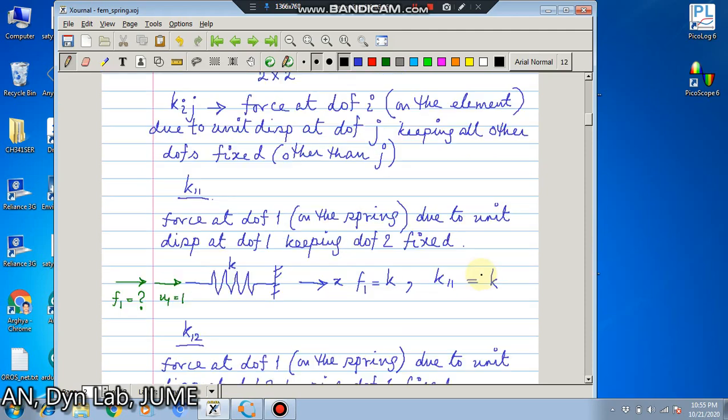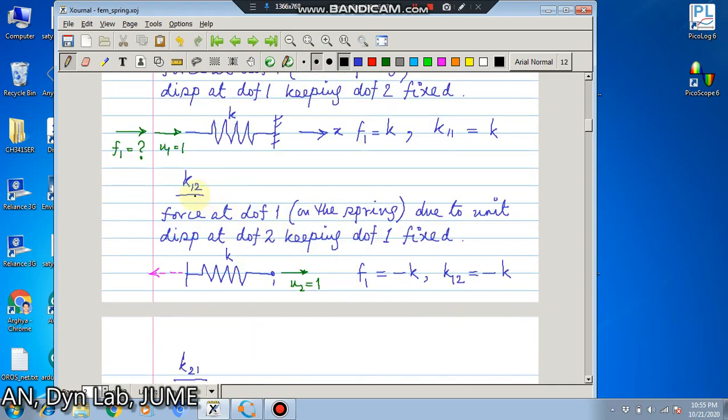So since DOF2 is fixed, we fix this DOF and we apply U1 equal to 1. And we find out that due to this U1 equal to 1, what force should be applied on the spring? You know, the force applied on the spring is F1 equal to K. That is K11. So K11 is nothing but K. Now what about K12? K12 is the force at DOF1 due to unit displacement at DOF2, keeping DOF1 fixed. So we fix DOF1 here, and we give a unit displacement at DOF2, that is U2 equal to 1, and we find out what is the force on the spring at DOF1.